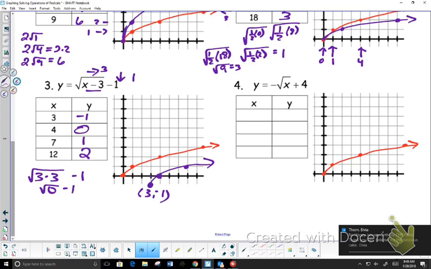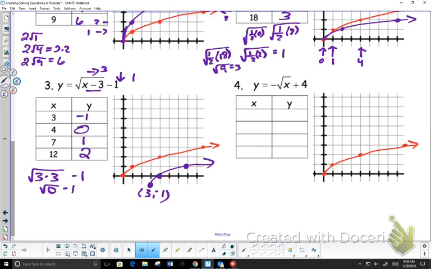Hold on a second. How'd that last one go? 12 minus 3 is 9. The square root of 9 is 3. Oh, yeah, I didn't even get to that one. That makes sense. I stopped right here. As we went out, that would have been up there. That 12, 2 didn't even make it on our grid. Okay, so we got one more of these.